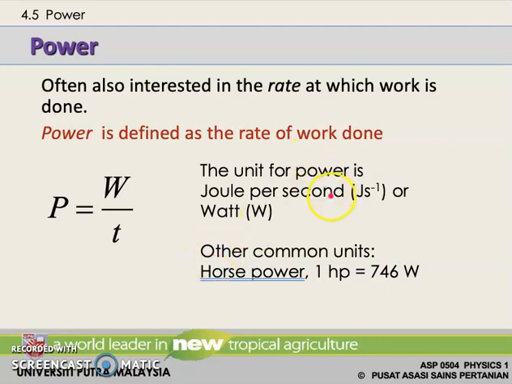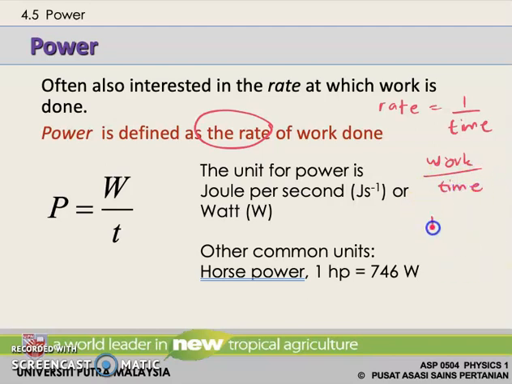Okay, so we have reached the last part for chapter 4. So chapter 4's last part is power. Power is defined as the rate of work done. So whenever we have the word rate, rate means over time. So if it's saying the rate of work done, it means work done over time. If it's saying the rate of drinking, it's drinking over time. Alright, so rate just means over time.